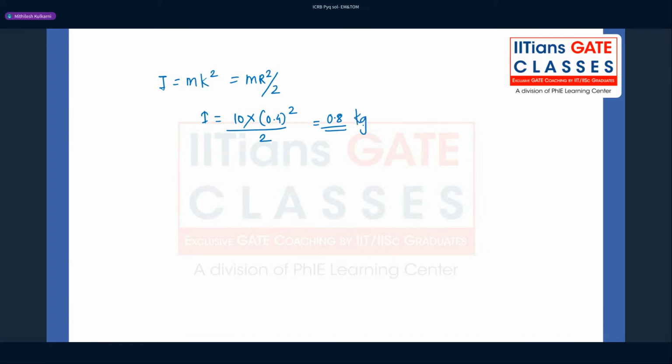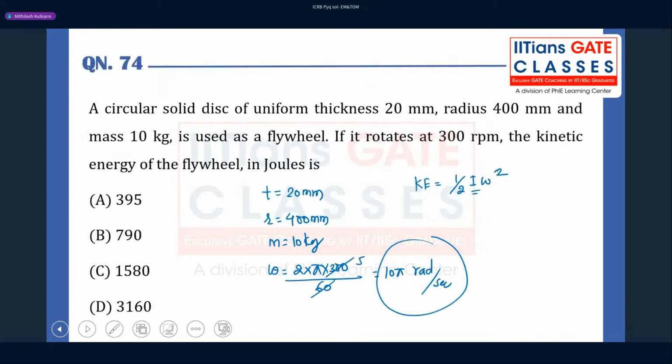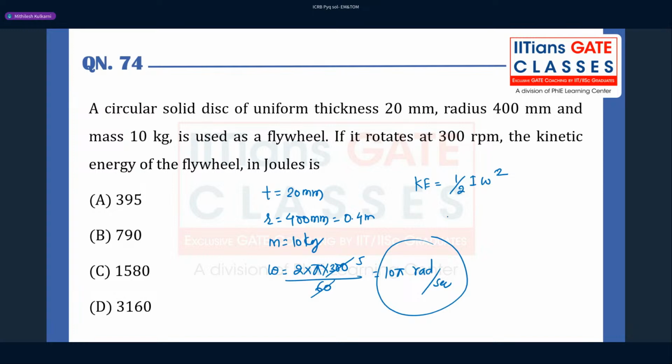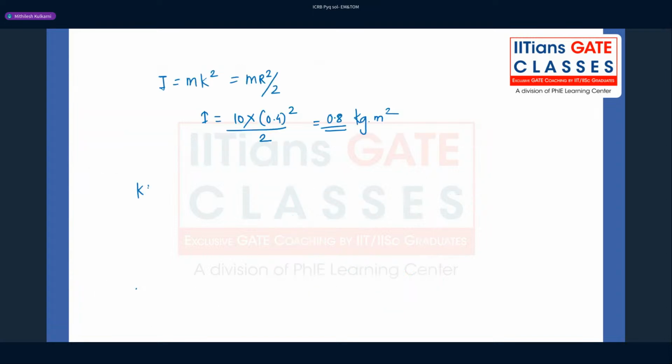0.8 kg meter square. Now, coming back to the previous slide, R is 400 mm. I have directly taken it as 0.4 in terms of meter and calculated. So now kinetic energy is half of I omega square. So let me write it. Kinetic energy is equal to half of I, which is 0.8, omega square is 10 pi bracket square.